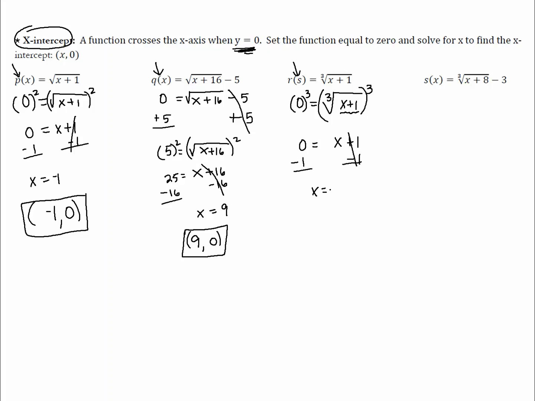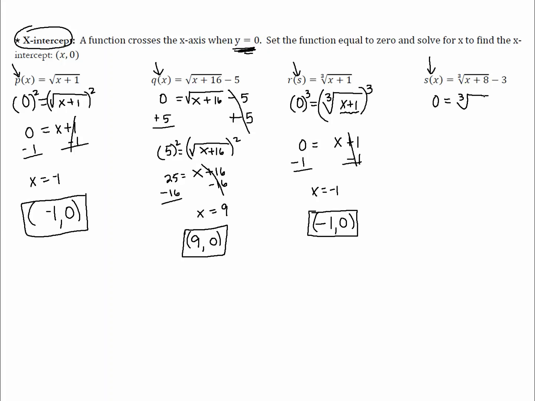We got x equals negative 1. The answer is going to be reported as negative 1, 0. As an x-intercept, it is a coordinate point. Let's do it again. Let's solve for the x, which means our function is going to be equal to 0.